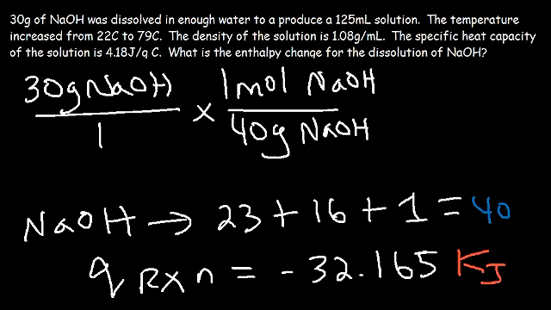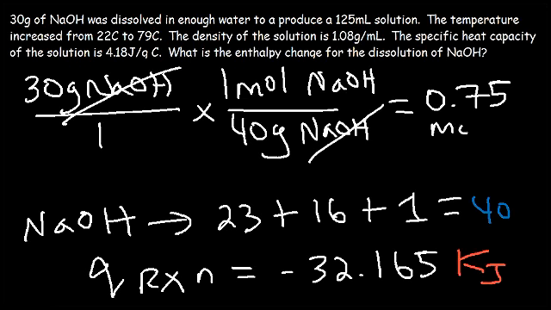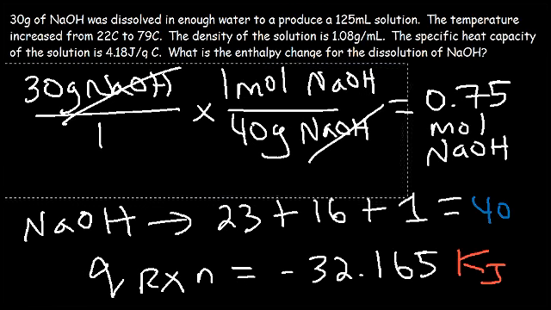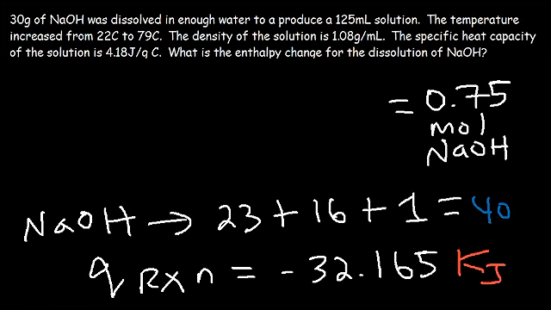So if 40 grams corresponds to 1 mole, then 30 grams is how many moles? So if we divide 30 by 40, we're going to get 0.75. So 30 grams of sodium hydroxide corresponds to 0.75 moles of NaOH. So now that we have the moles of sodium hydroxide, we can now estimate the enthalpy change for the reaction.